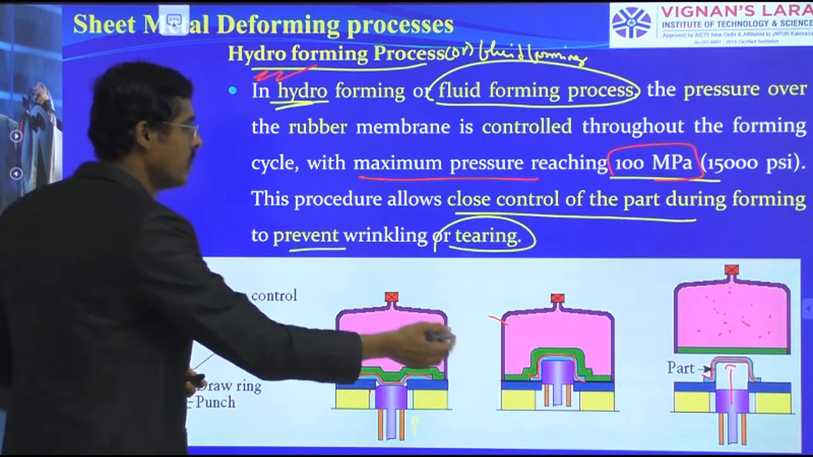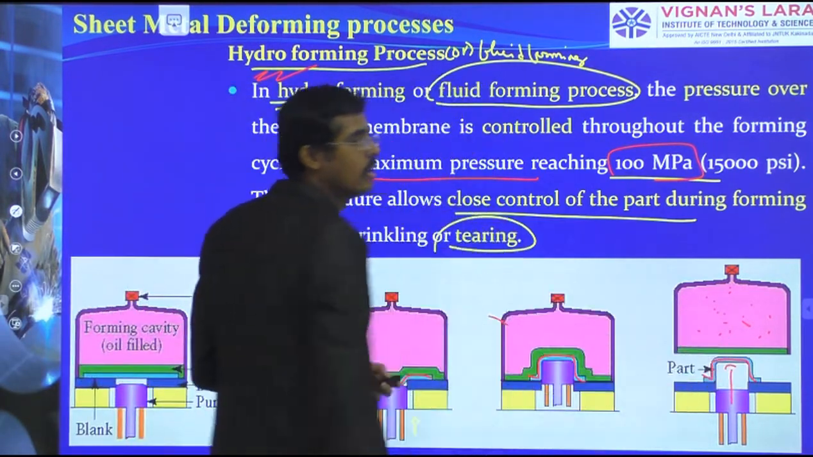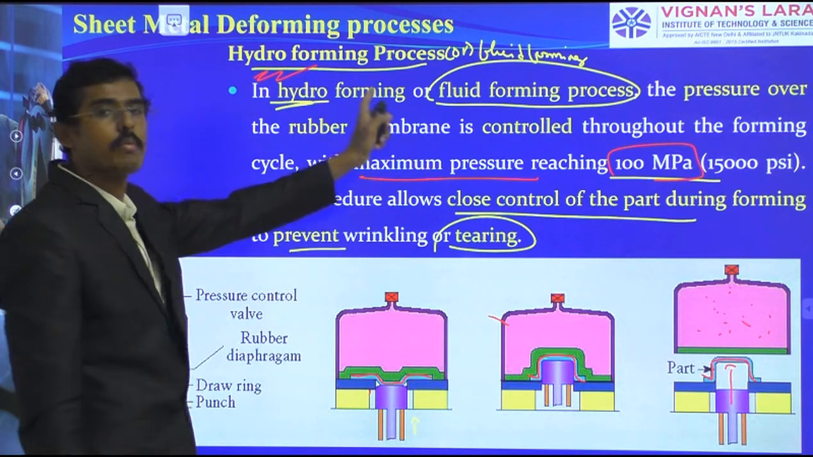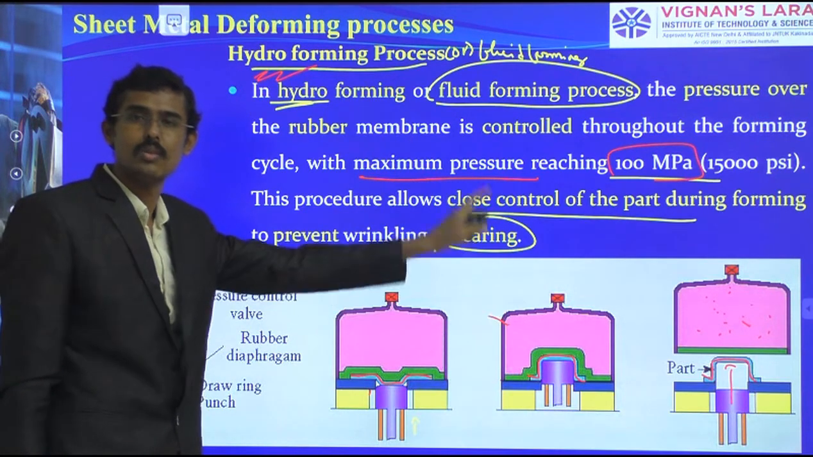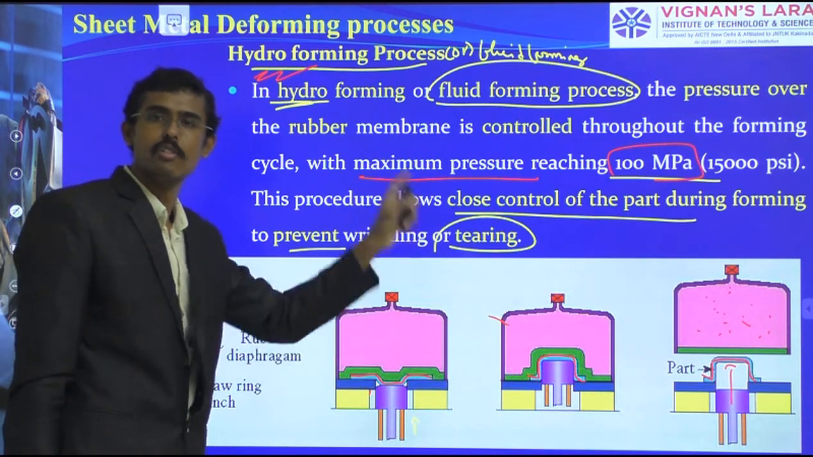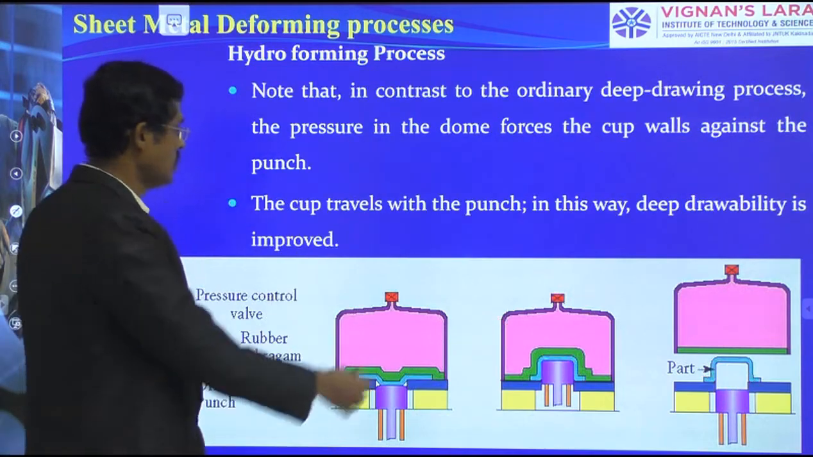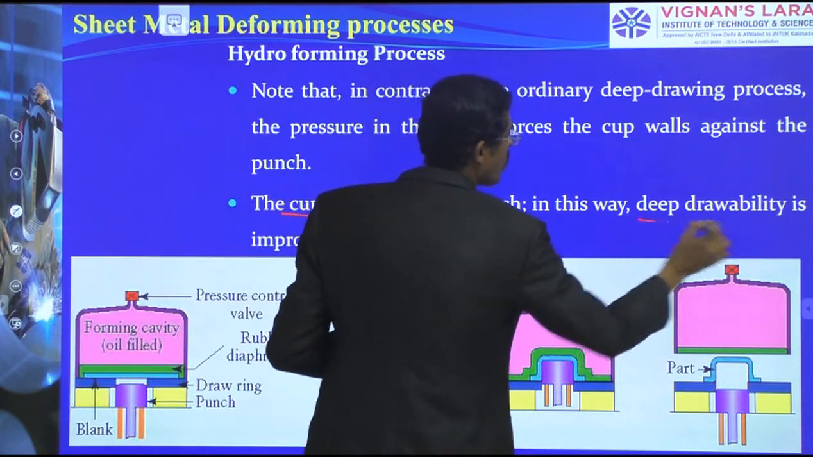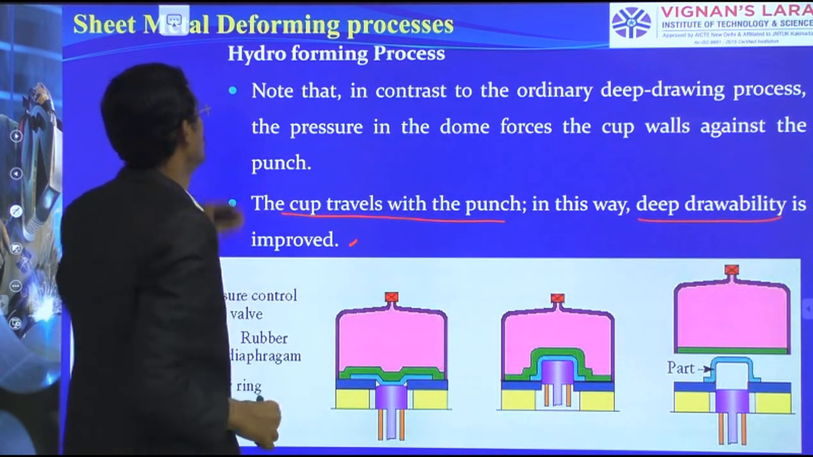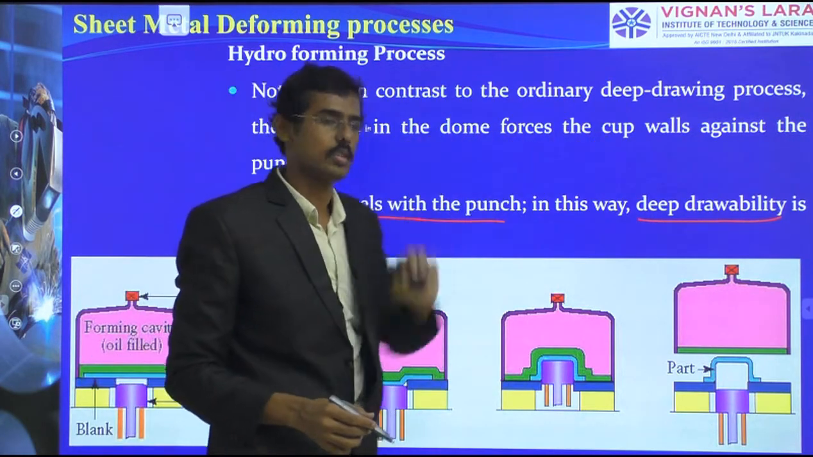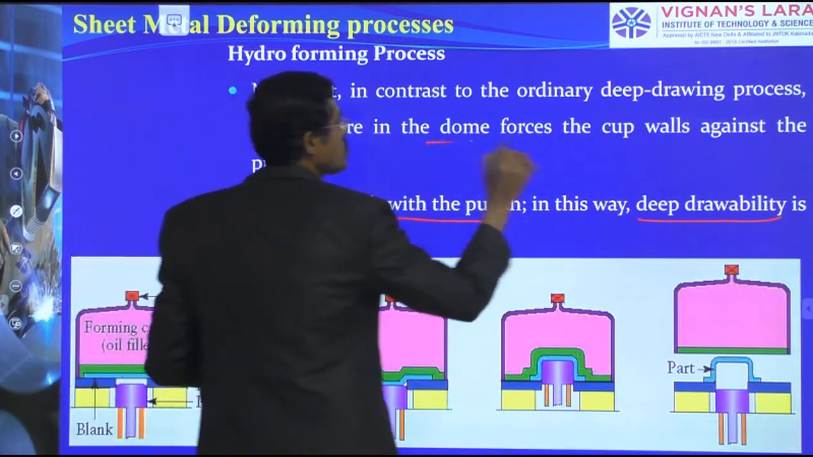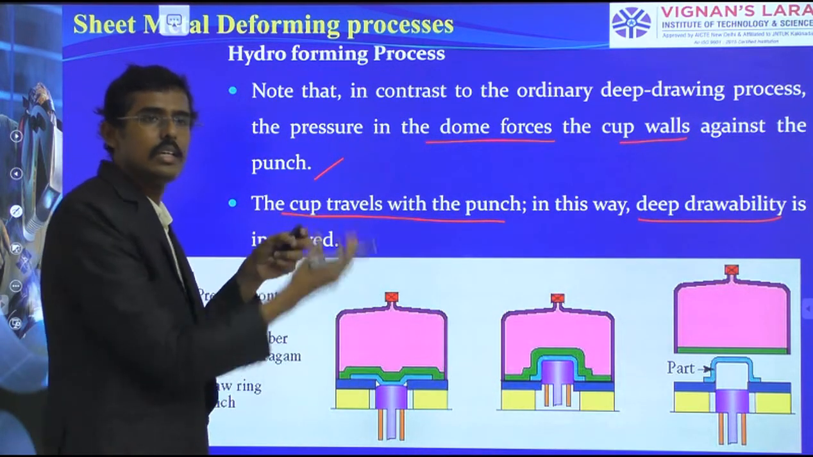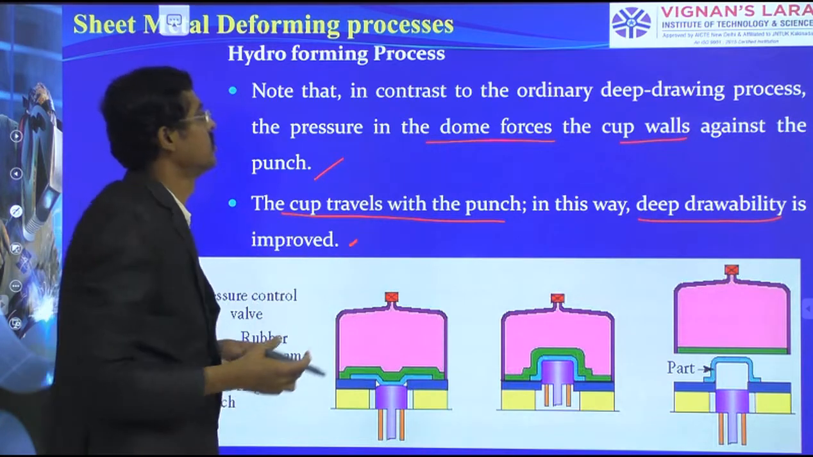So this is the product, the cup. Finally, we have formed the cup using the hydroforming process. Rubber pad forming: cushion created, failure avoided. Hydroforming process: a little bit of resistance is generated due to dumping pressure, and therefore here also failures are avoided. So the cup travels with the help of the punch. In this way, deep drawing ability is improved. Note that in contrast to the ordinary deep drawing process, the pressure in the dome forces the cup walls against the punch. So that is how the cup and forces are managed.